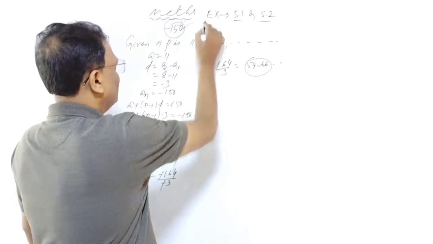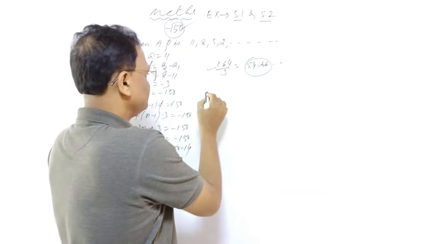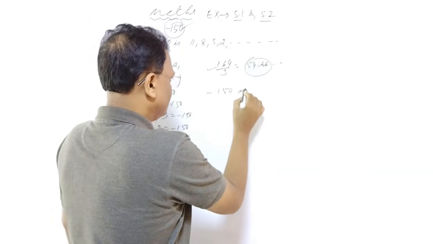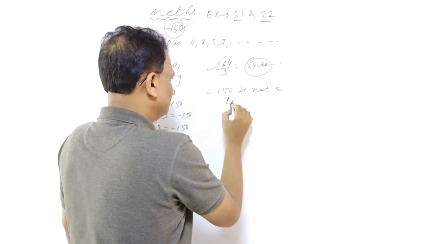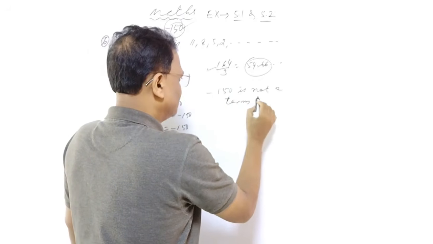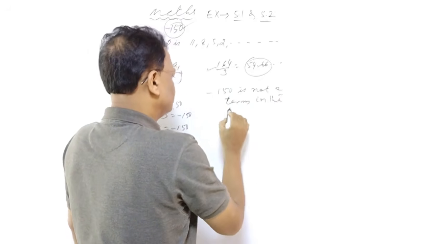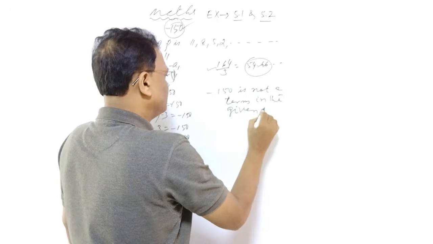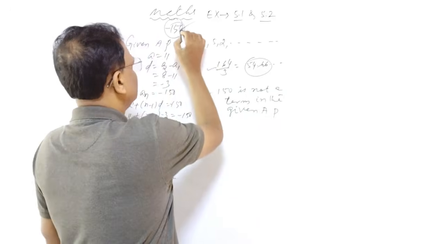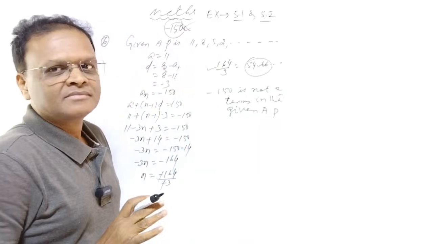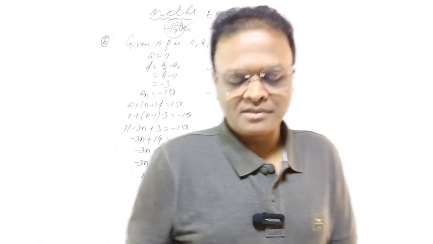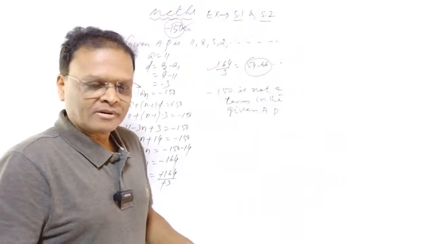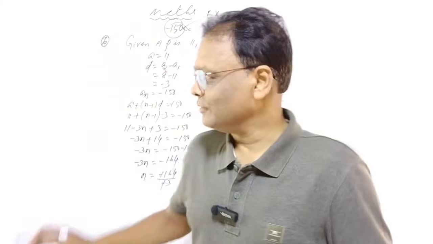So therefore minus 150 is not a term in the given AP. This is not a term because my answer is a decimal, so your answer must be a whole number. Question number 6 over. Right? I think you are getting it.